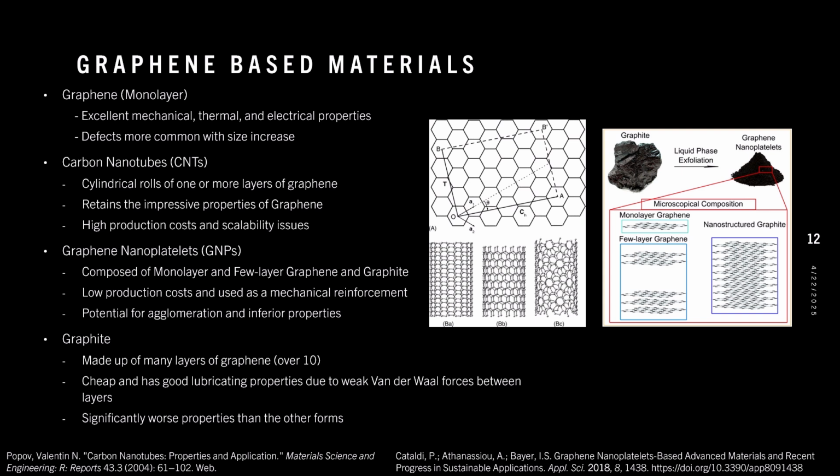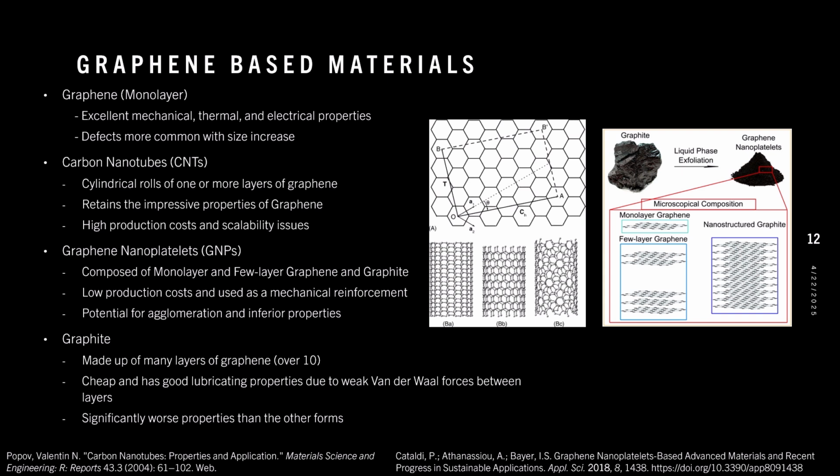A relatively newer research area of graphene is graphene nanoplatelets. These are composed of single, few, and multiple layers of graphene. They have a much lower production cost compared to other forms of graphene and are already scaled for mass production. When using composites, care must be taken to avoid agglomeration, which is clumping up of the nanoplatelets. The trade-off with nanoplatelets is that compared to carbon nanotubes and monolayer graphene, it does have inferior properties.